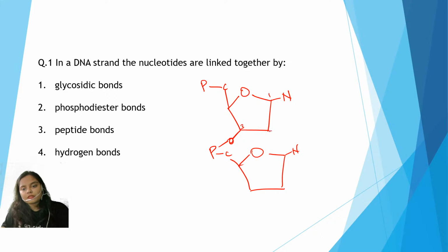This is the first carbon, this is the second, this is the fourth carbon, this is the fifth carbon. So this bond is what? This bond is the phosphodiester bond. One ester bond is present over here, another ester bond is present here. So it is phosphodiester bond. So right option is option number 2.